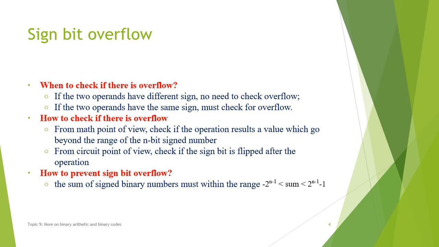But from a circuit point of view, it's much easier to check. Just check if the sign bit is flipped after the operation. If I have two positive numbers, then I get a negative number, then sign bit overflow happens. And how to prevent it? Basically, you have to make sure the sum of your numbers still stays within the range. This range we talked about before.